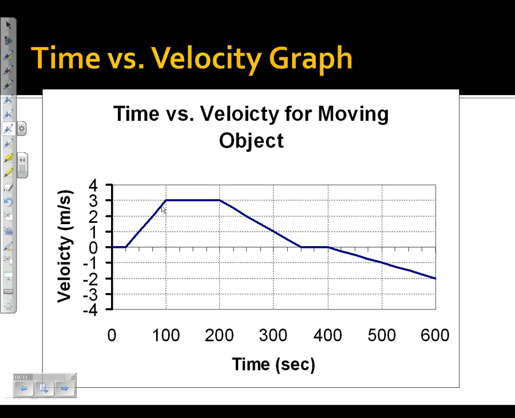The velocity values are all positive during this time. How do I know? They're above the x-axis. The acceleration is positive during this time. How do I know? It's a positive slope on the time versus velocity graph. Positive velocity, positive acceleration, increasing in speed. During this moment in time, velocity is constant, not changing at all. Constant 3 meters per second, going the same speed.